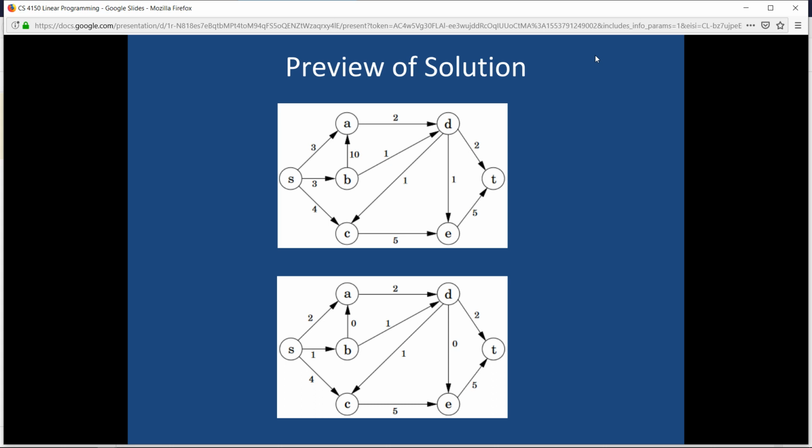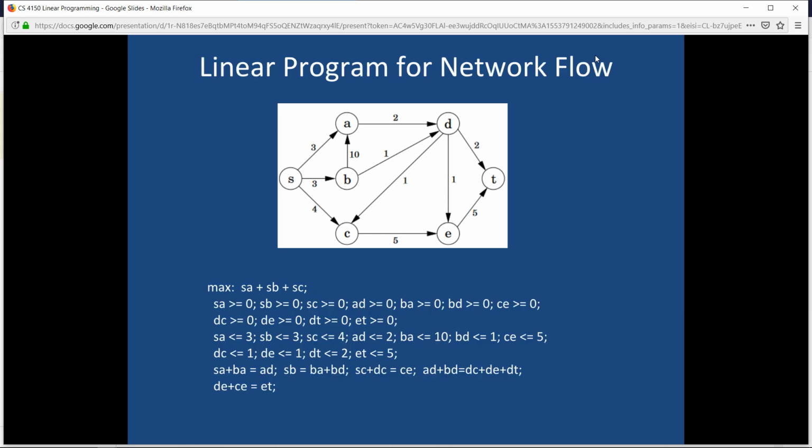This is a preview of the solution, by the way. So there's the original problem. This shows how much of each edge you end up using. So this is the solution you can obtain. And you see, you can't do any better than this because you're using the full capacity into T. We're getting 7 units an hour into T, so we're not going to be able to do better than that. And here's a linear program.